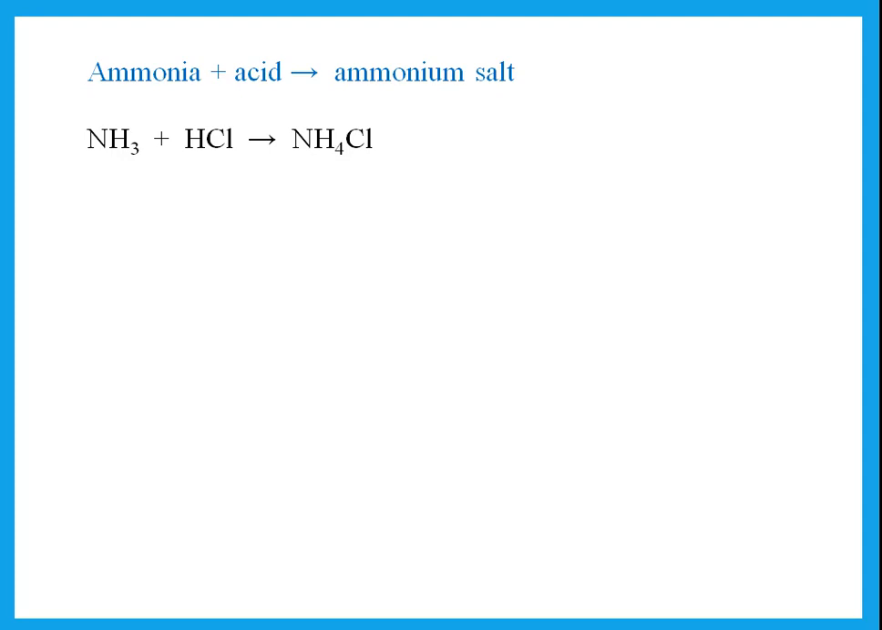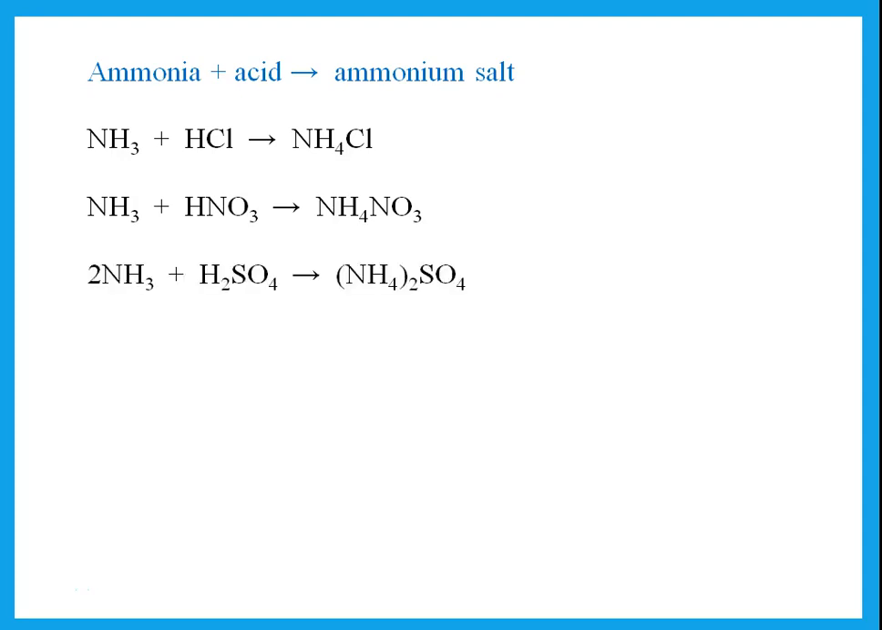Remember, ammonia plus, for example, hydrochloric acid will give ammonium chloride. Ammonia plus nitric acid will give ammonium nitrate. Ammonia plus sulfuric acid will give ammonium sulfate, and so on. Ammonia plus phosphoric acid will give ammonium phosphate, and of course we check the valences of each of them.